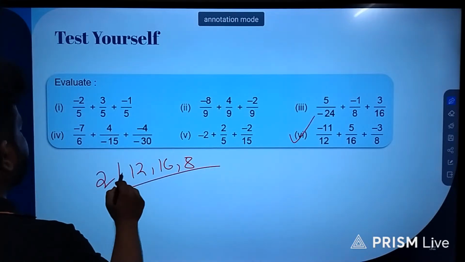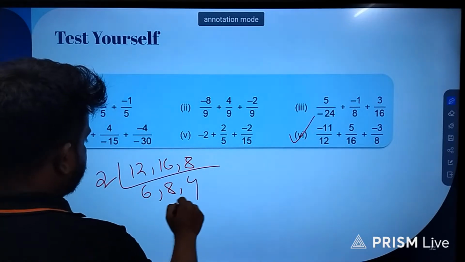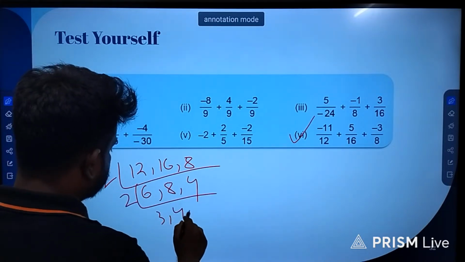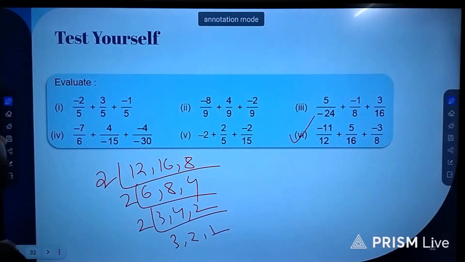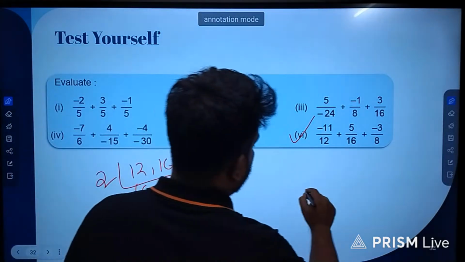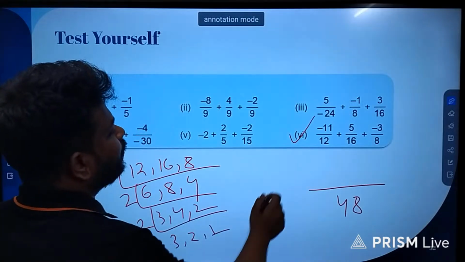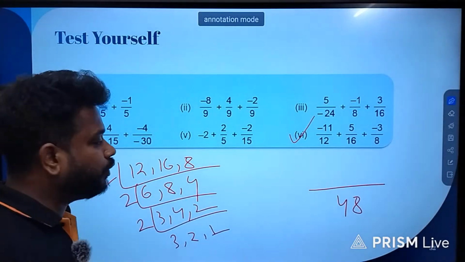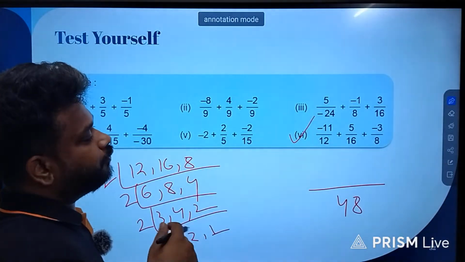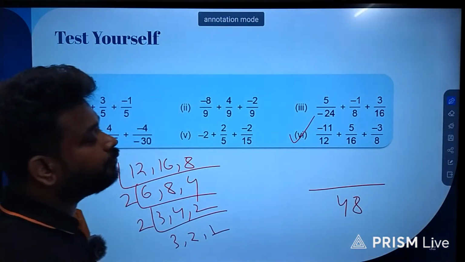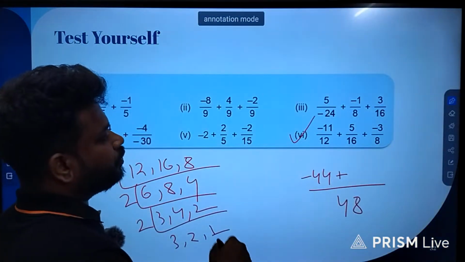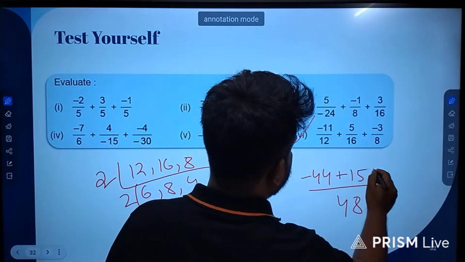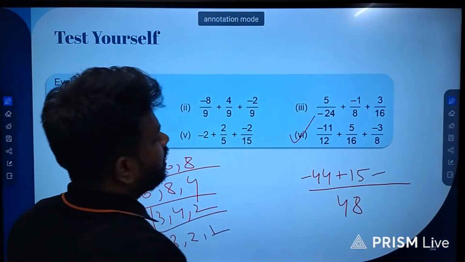So the LCM will be 3 2s are 6, 6 2s are 12, 12 2s are 24, 24 2s are 48. So 48 will be the denominator. And you have to divide 48 by 12, so it will be 4. Multiply 4 with the numerator, it will be minus 44, plus 3 into 5, it will be 15, and the next will be minus 18.